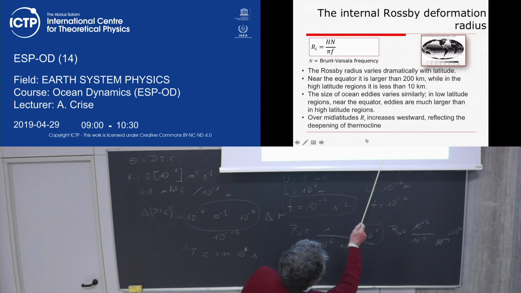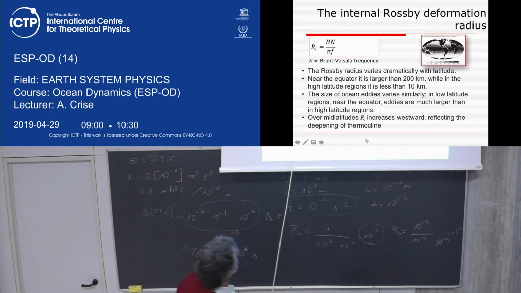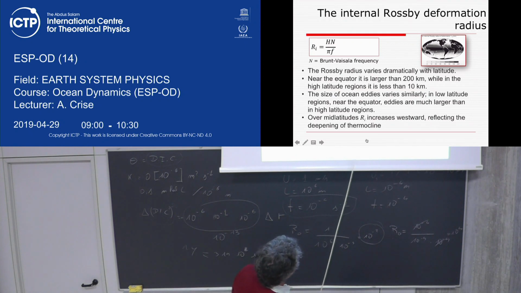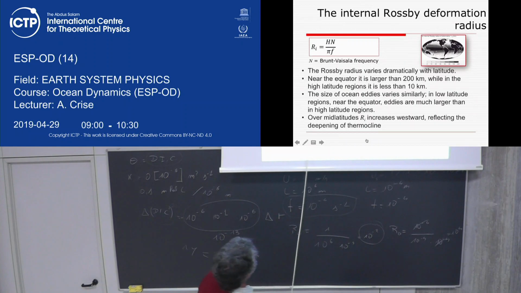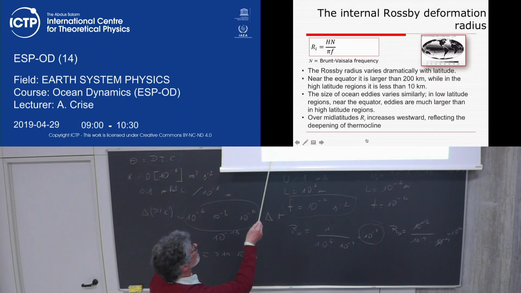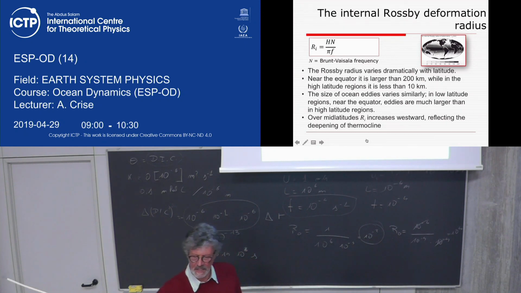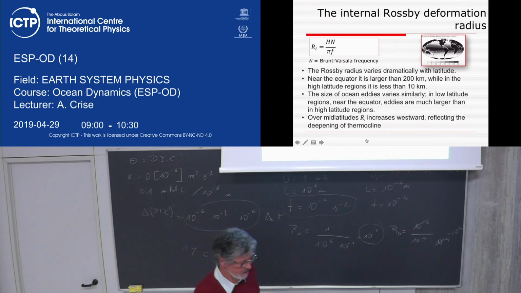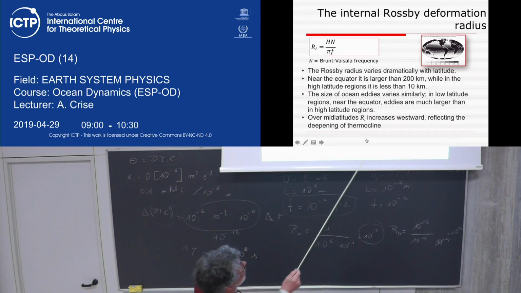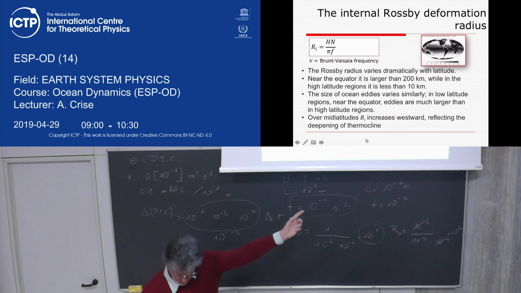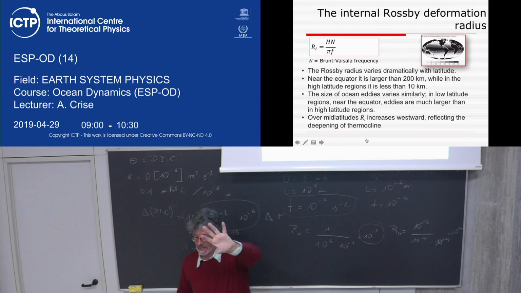Looking at this picture, which is not quite nice, over mid-latitude the Rossby internal radius increases westward, reflecting the deepening of the thermocline. So this is proportional to this h, which is the scale of the permanent thermocline. This permanent thermocline is oriented this way due to the general circulation, and obviously this means that the larger eddies are on the east coast. And you can see also in the animation, in the video we saw before, that along the western boundary current the eddies are much larger.